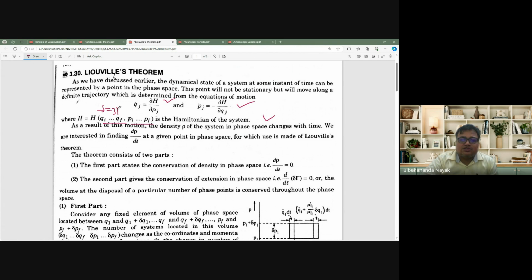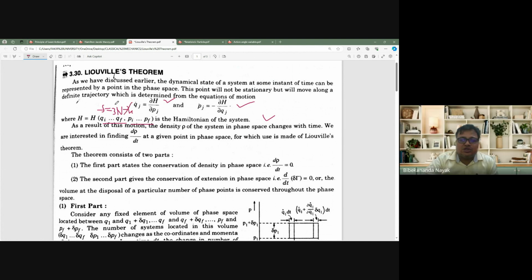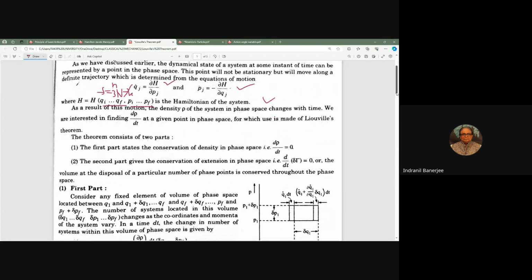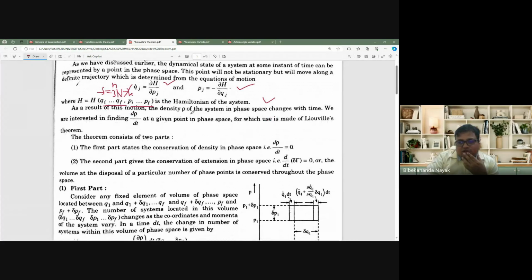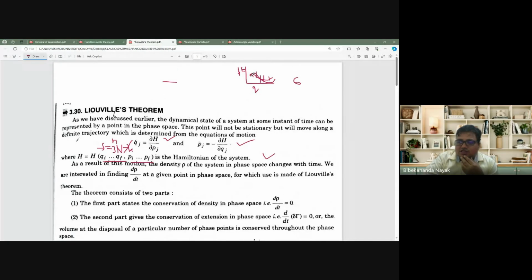For a normal system where k is the constant, F is equal to 3n, or in some books, F is equal to n. As a result of this motion, the density of the system in phase space changes with time. Rho changes with time since particles, or system points, are moving in phase space.